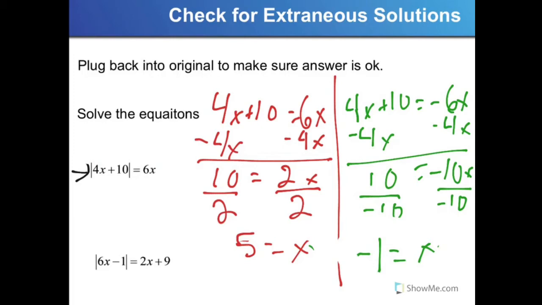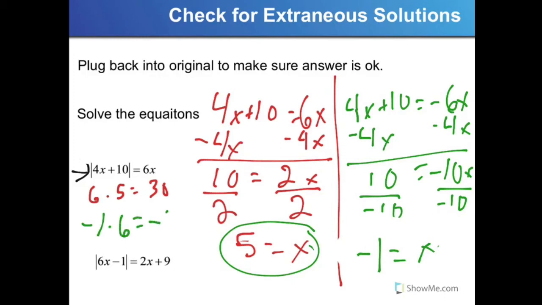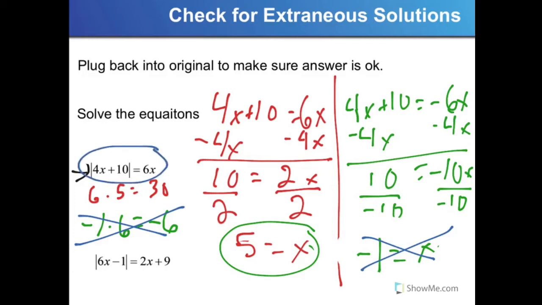When I plug in the 5, that works pretty well. I just go 6 times 5, that equals 30. That's totally all right. So this solution is good. Now I'm going to plug in the other one and see what I get. Negative 1 times 6. Well, that equals negative 6. Uh-oh. This one doesn't work. This solution is negative. I cannot use it. Therefore, this equation only has one answer, and it is 5.